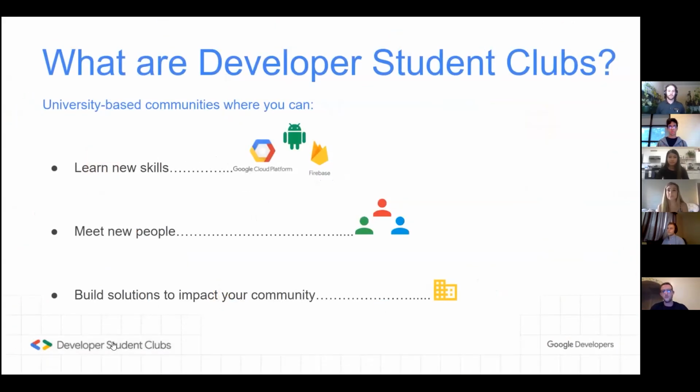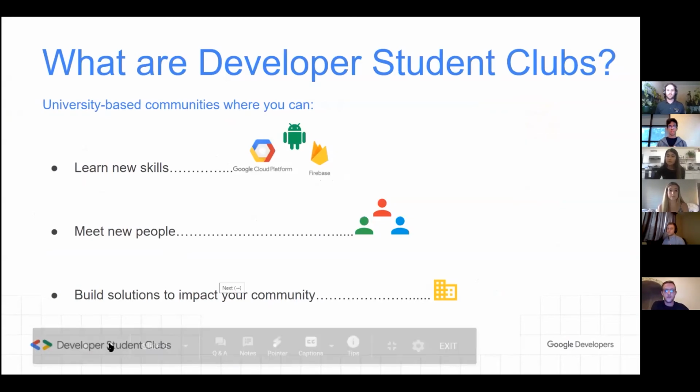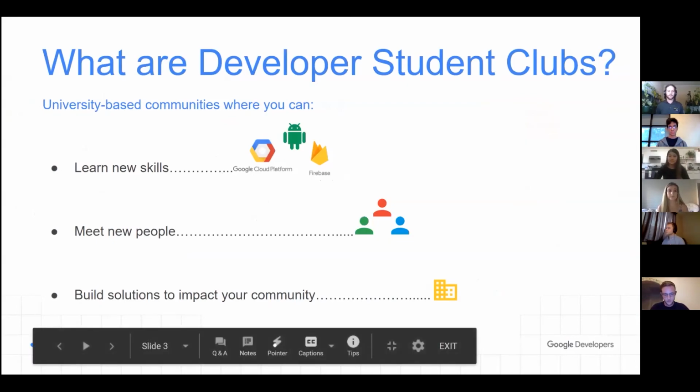What are developer student clubs in the first place? They're university-based communities where you can learn new skills, meet new people, and build solutions to impact your community. And the new skills that you learn can be anything ranging from mobile development to Python to machine learning and AI, UI, UX, and you can use those things that you learn to build actual solutions for your local community.